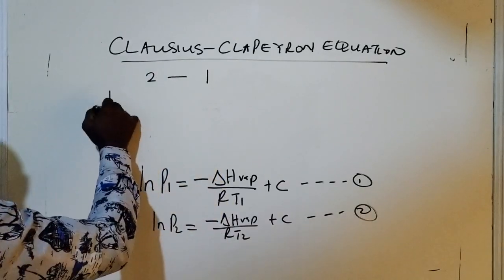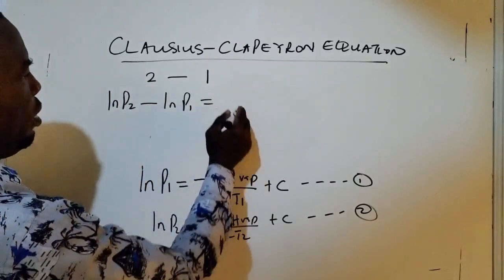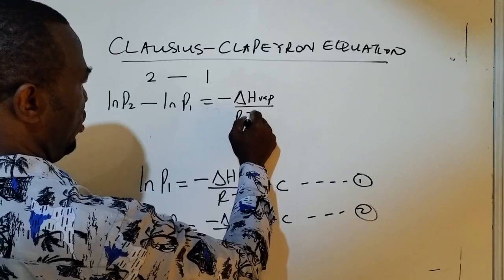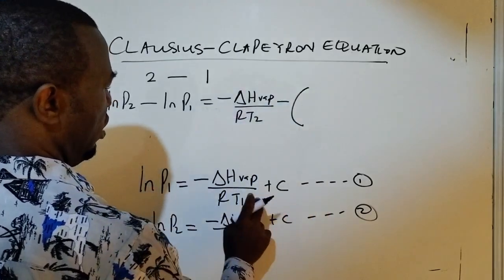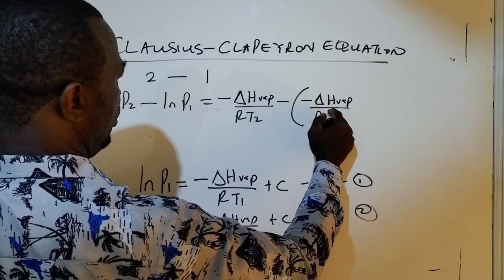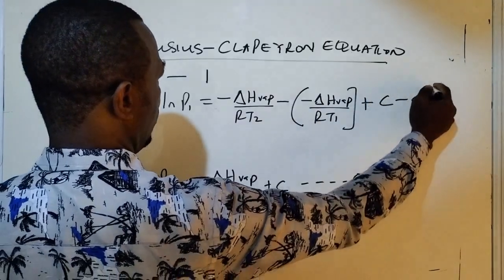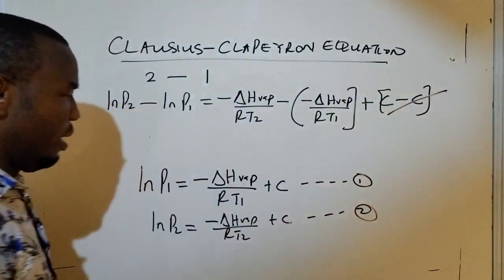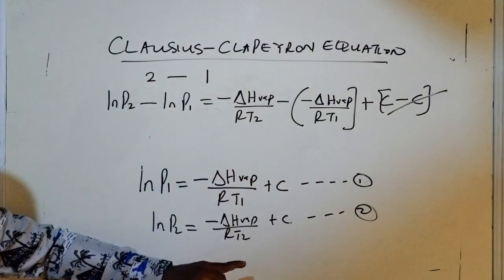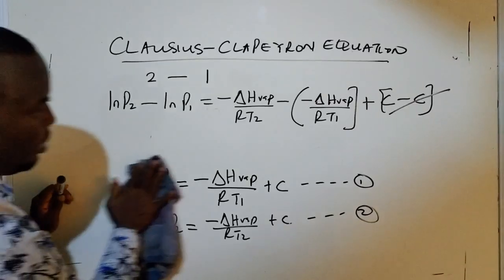We'll now have natural log of P2 minus log of P1 equal to negative ΔH vapor all over RT2, minus, then minus this all over RT1, then plus C minus C. So C minus C is 0. So what did I do? This minus that, then this minus that. So the minus sign will now cancel off.